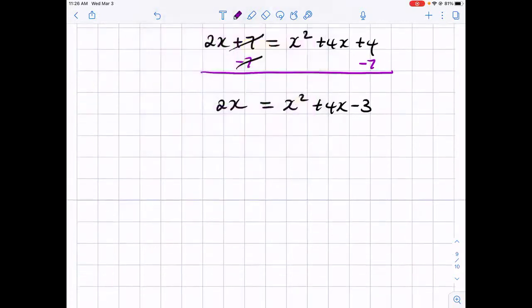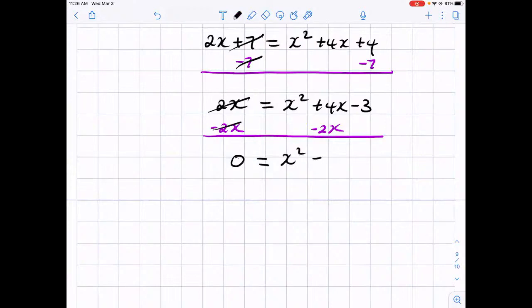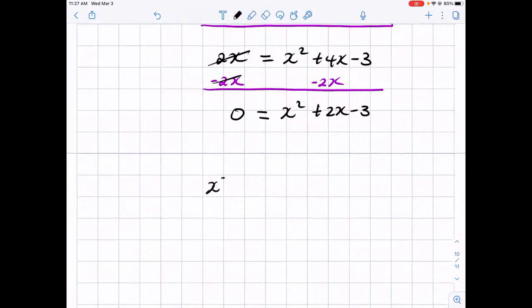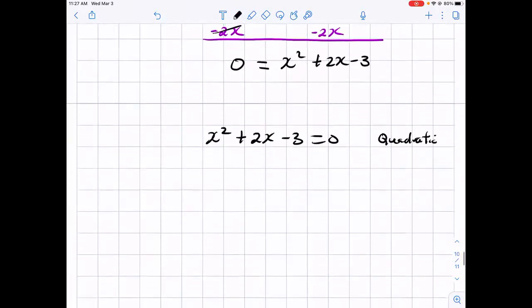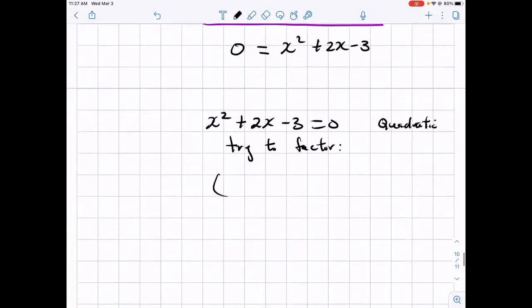And then once again, we can subtract 2x on both sides. And if we do this, this and this becomes 0, is equal to x squared plus 2x minus 3. So our quadratic is x squared plus 2x minus 3 equals 0. This is our quadratic. Now, let's try to factor. If we try to factor this, we get x plus 3 and x minus 1 equals 0.